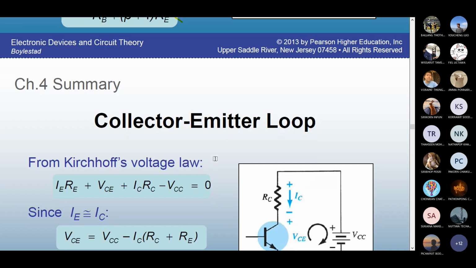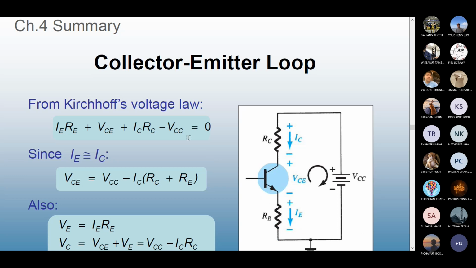How about the emitter collector loop? I say it in a different way, but it's correct. VCC minus ICRC minus VCE minus IERE equals 0. Here all the signs are flipped, but if you multiply 0 with a minus sign, it's still the same. If we approximate IE to IC, you can write VCE equals VCC minus IC times, so IE you can write as IC, in the bracket RC plus RE.